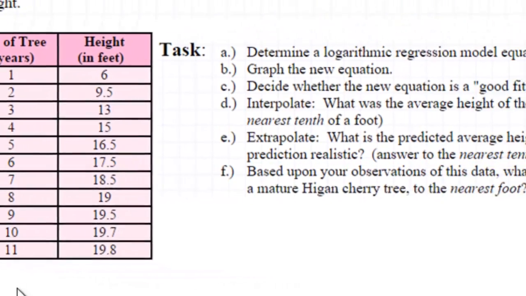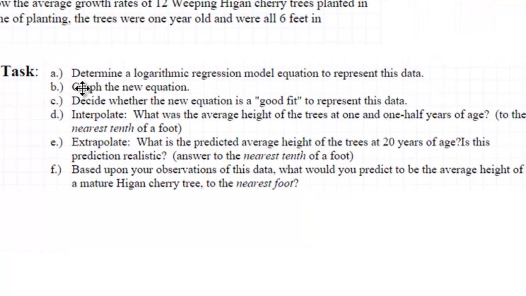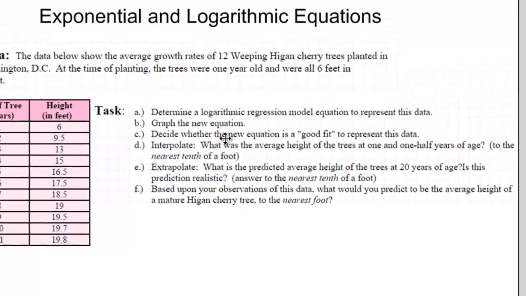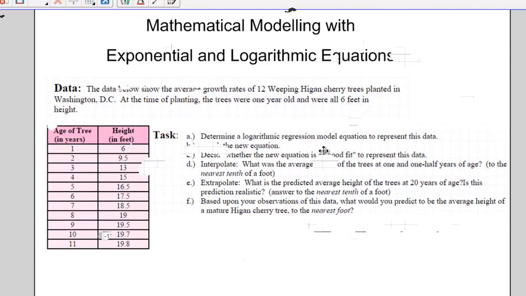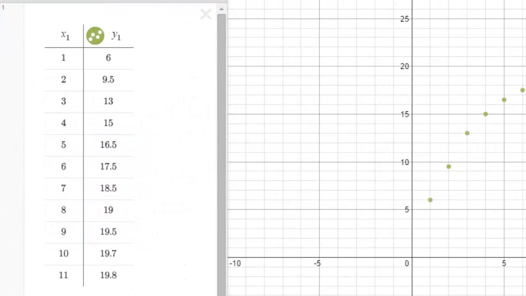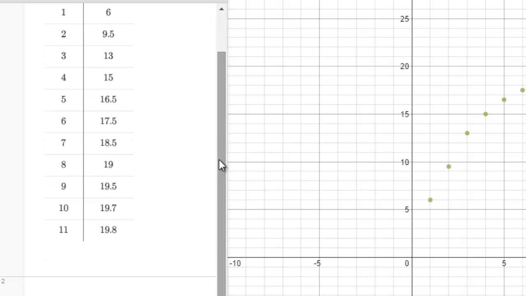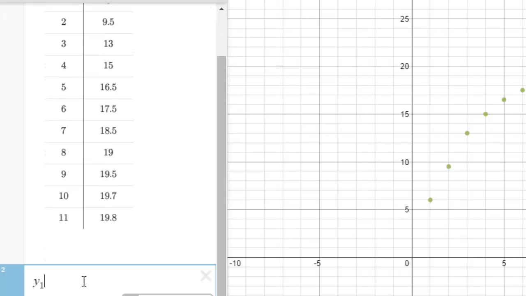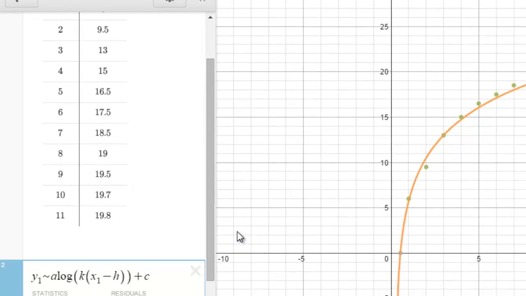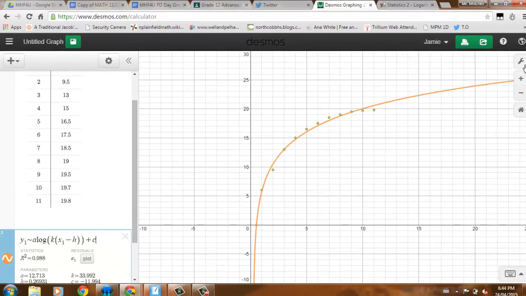Start by putting this information into Desmos and determining a logarithmic regression model that represents this data, and then graph the equation. Once you've graphed it, we want to decide whether or not the equation is a good fit. You can see I've put the data into Desmos, and using regression, I'm going to pick a logarithmic model. See there, my graph is now showing up in orange.